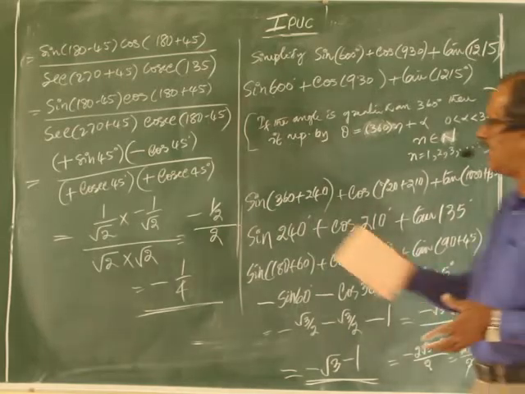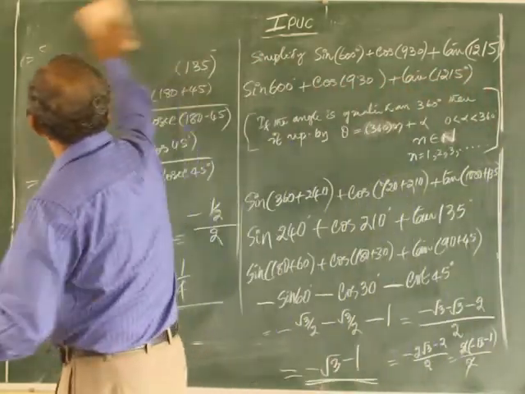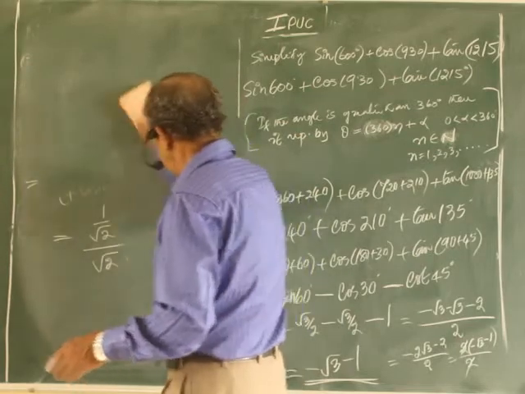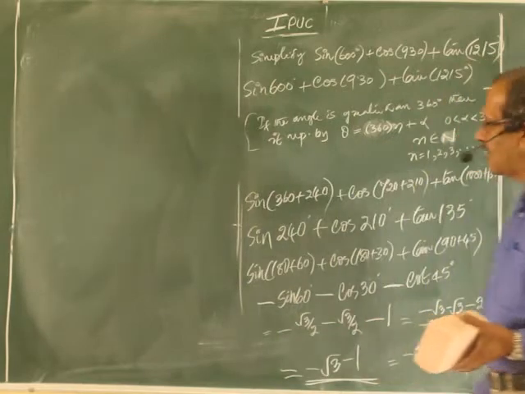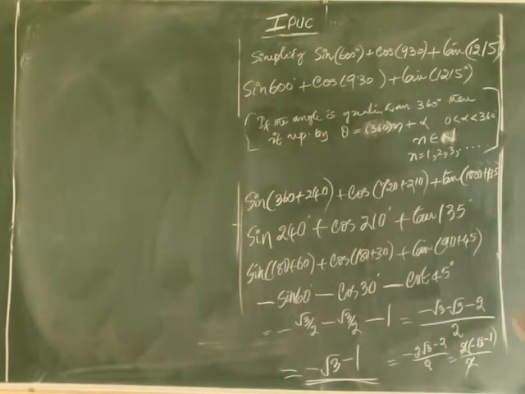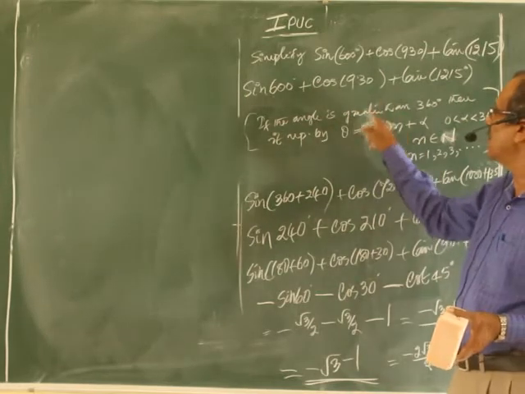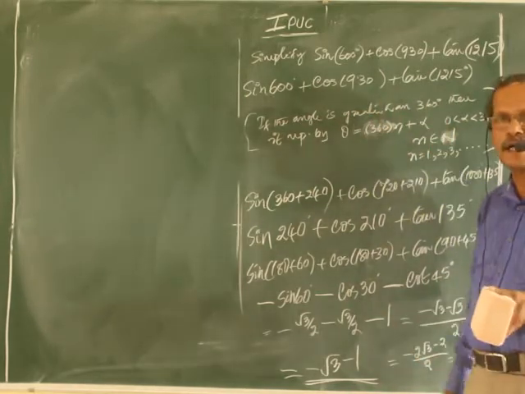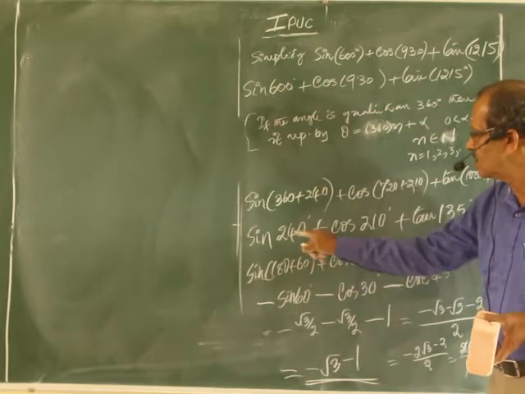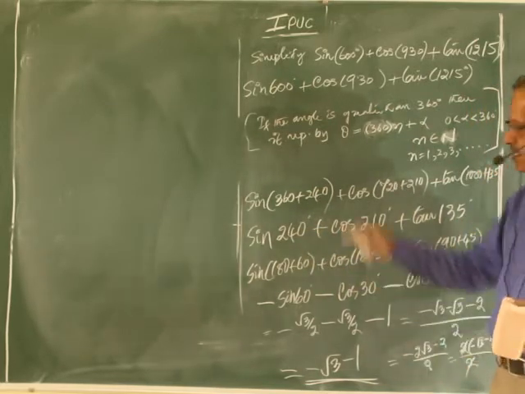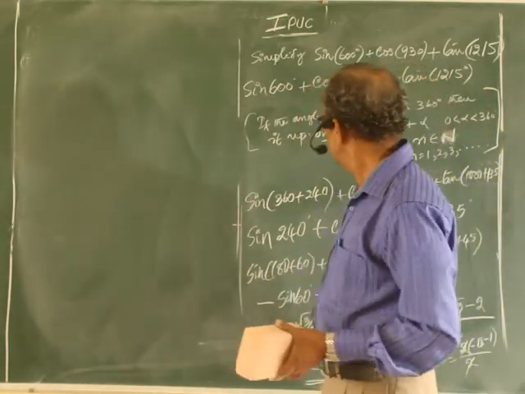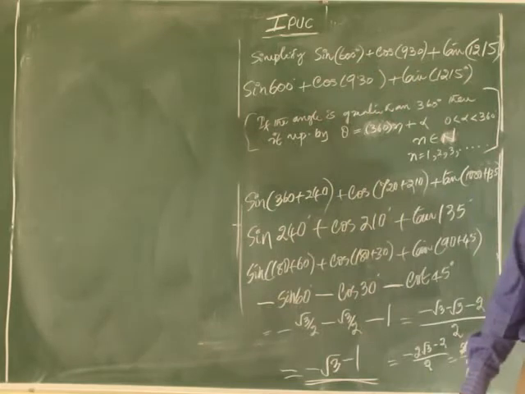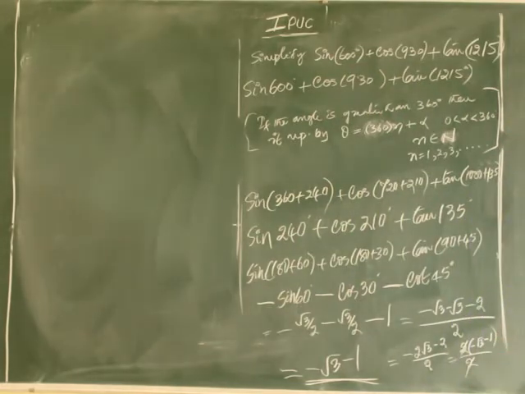Carefully note the steps there. If the angle is more than 360, then we can do this method. Write the corresponding equivalent angle, alpha. See, 240, 210, 135. Then put the allied angle formula. Write carefully.